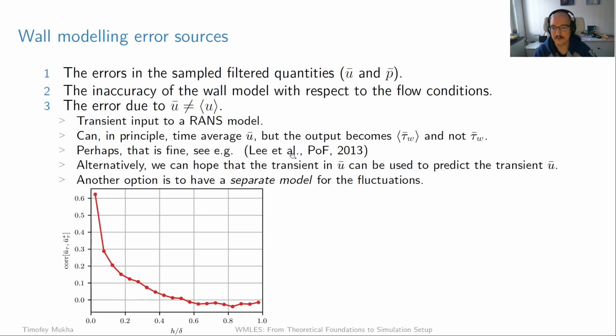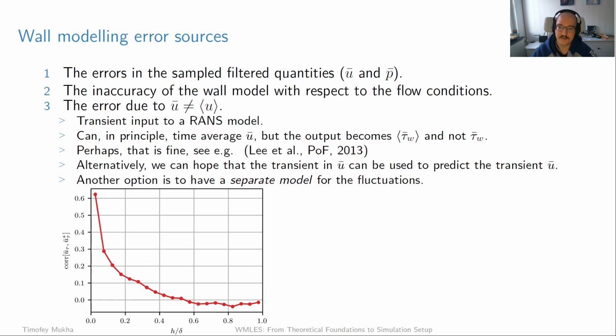For example, you can look at this paper, also Physics of Fluids, by Lee and colleagues, 2014. They do exactly this. They consider channel flow and a turbulent boundary layer on a flat surface, and they just apply the average wall shear stress, and they show that we get pretty decent results, at least for the quantities we are considering here. So that's one approach: you just kill the transient signal, both in the input and in the output of the wall model.